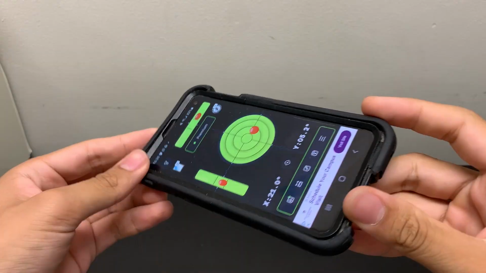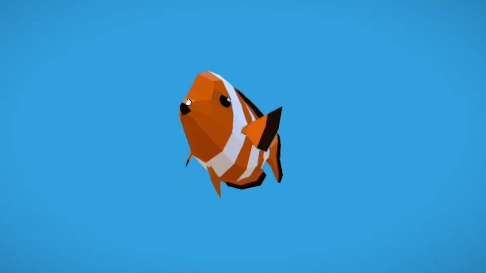Have you ever wondered how your phone, rockets, fighter jets, and computer graphics know how they are positioned? Well, the answer is with this nifty thing called quaternions.